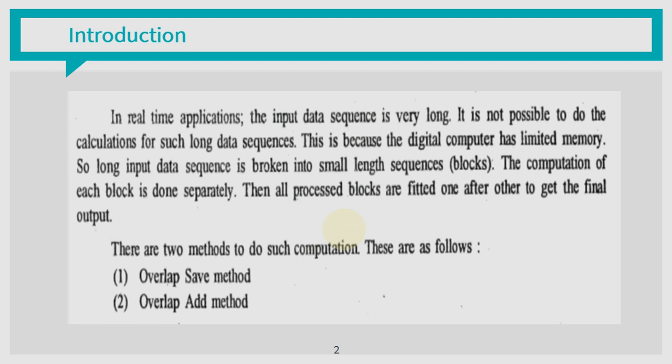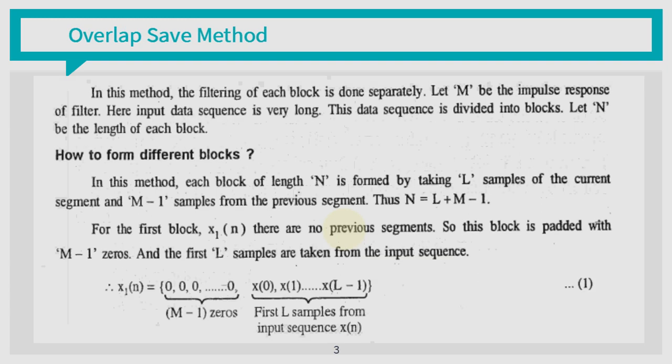So the long input data sequence is broken into small length sequences. We can call each one a block or a segment. The computation of each block is done separately, and all processed blocks are fitted one after the other to get the final output. There are two methods of such computation, the overlap save method and the overlap add method. Let us start with the overlap save method.